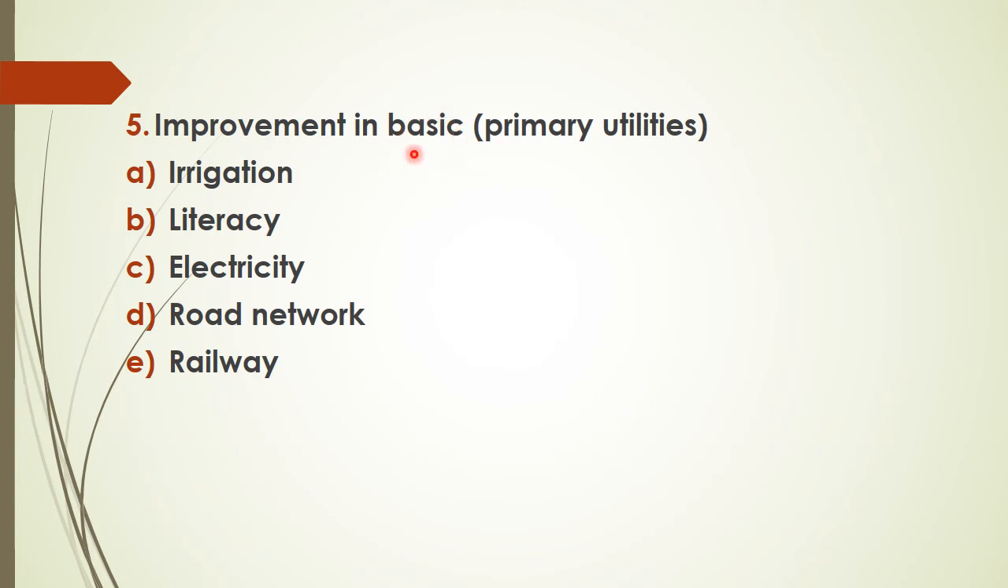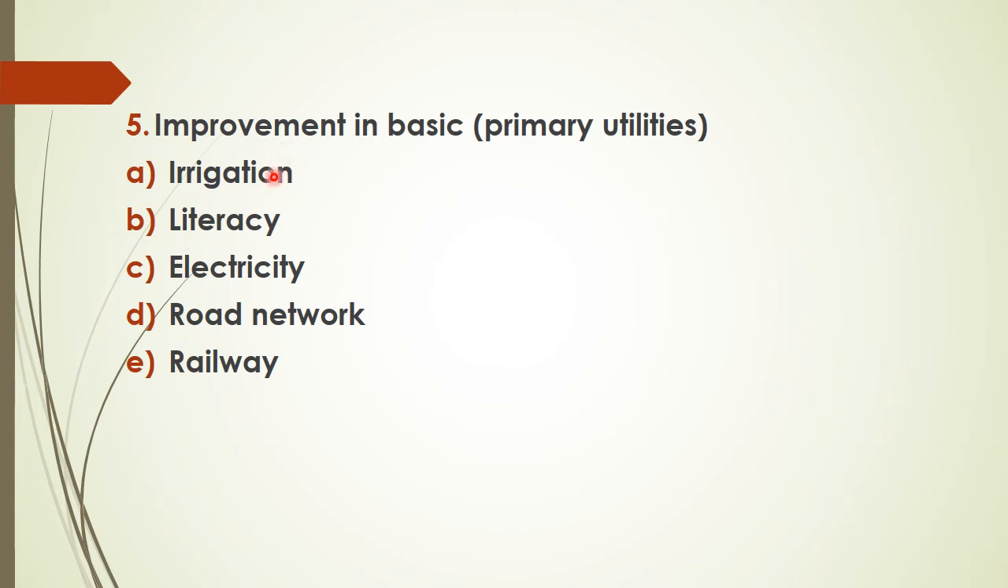Improvement in basic or primary utilities, we can say. There are five things: irrigation, literacy, electricity, road network and railway. Now India has shown significant improvement in provision of various utilities in the urban as well as in the rural areas, like water supply, construction of roads, irrigation facilities, communication facilities, health and education services, etc.